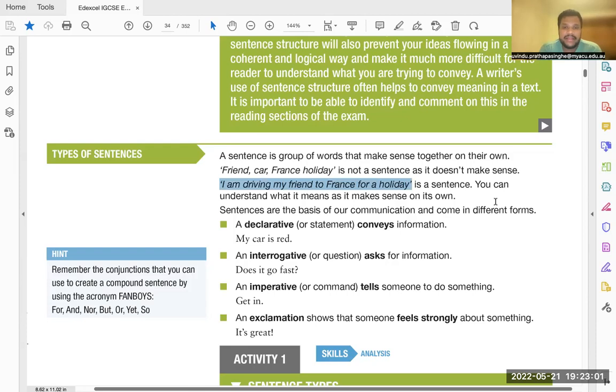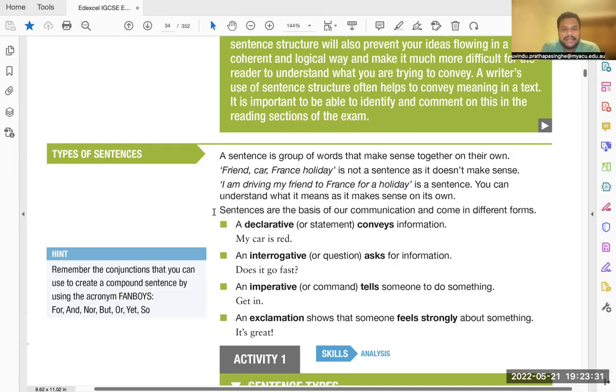I am driving my friend to France for a holiday. It has the basic 3 elements and a little bit more information. I being the subject, am being the verb. Well, it's the auxiliary part of the verb, driving. My friend is the object. Right. Now, look at the next section. The 4 types of sentences.